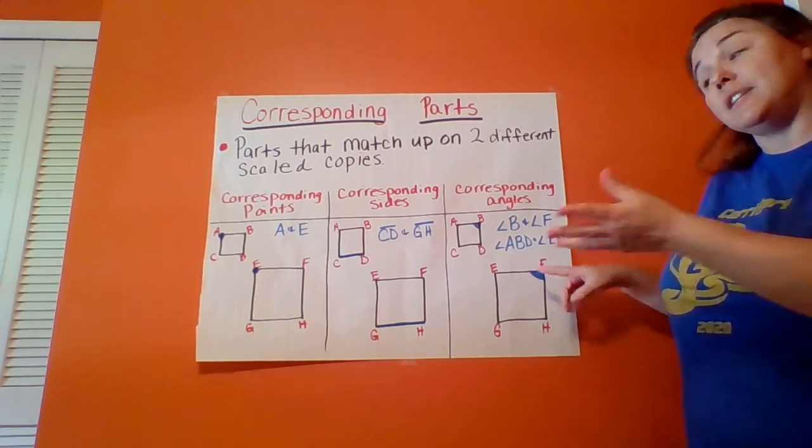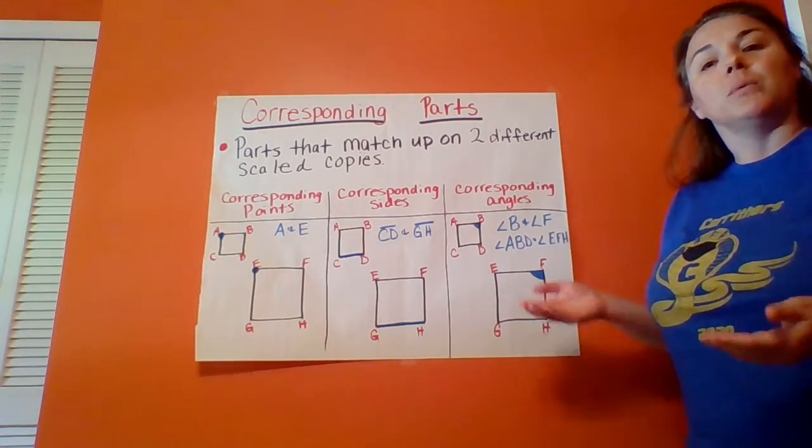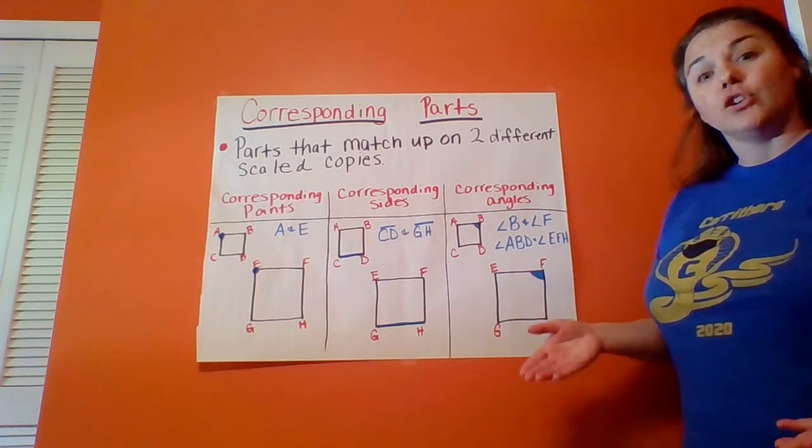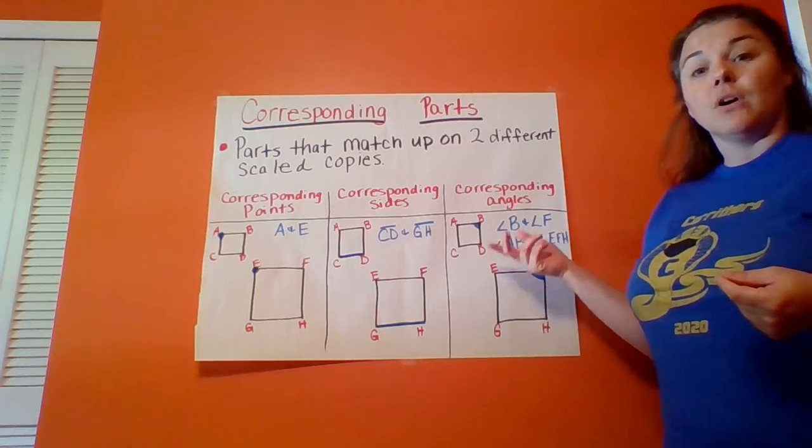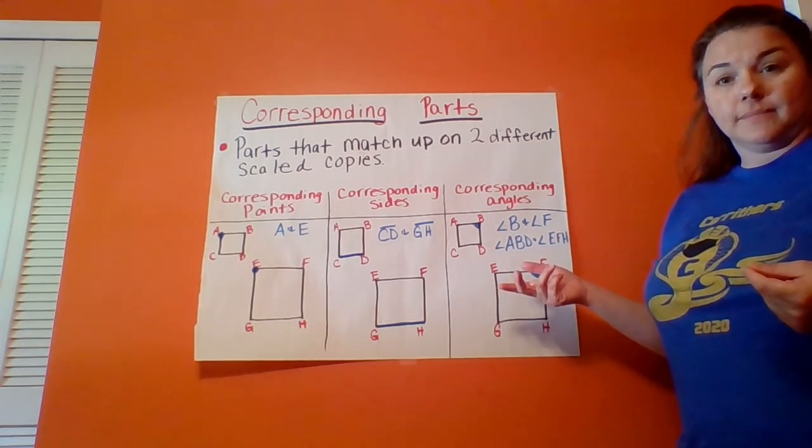Now we're going to use these things, corresponding points, when we get to finding scale factor. You're going to have to be able to know which points, sides, and angles are all corresponding.